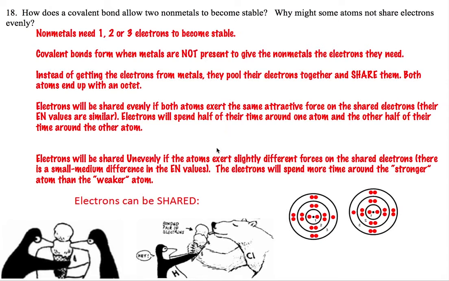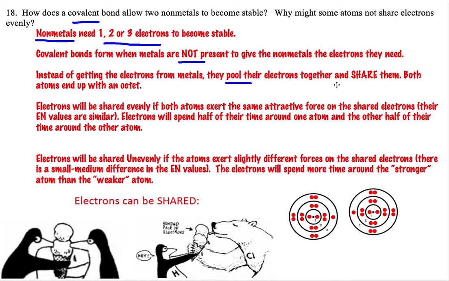So covalent bonds, we talked about this already a couple questions ago, but covalent bonds happen when there's only nonmetals. There's no metal present, because normally metals would give the nonmetals the electrons they need. When the nonmetals need 1, 2, or 3 electrons to become stable, they usually get them from metals, but if there's no metals, then they've got to cooperate.